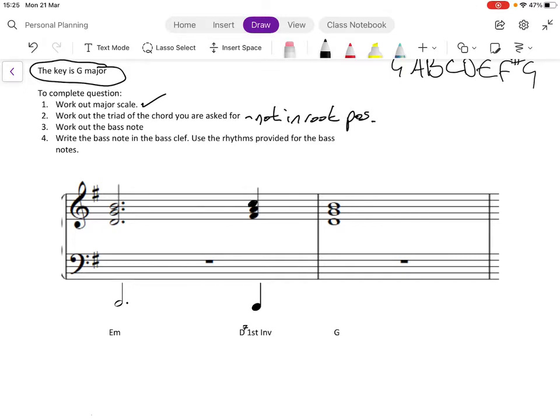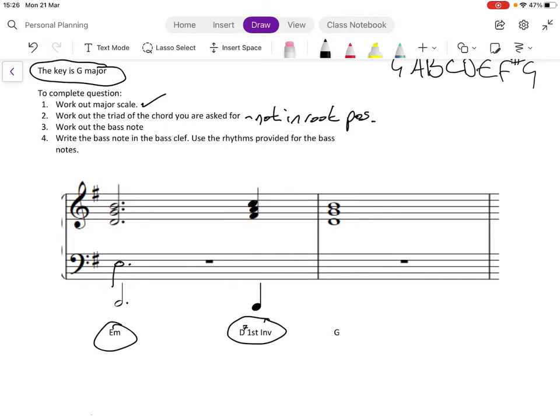So we're going to start off with the E minor, so this first one here. So E minor is just in root position because it's not a first inversion, it's not a second inversion. So when it's root position, we know that we just need to use the E as the bass note. So we're going to find an E in the bass clef, and we're going to do it with this rhythm here. It's a dotted minim. So let's find an E. Let's do this one. There we go.